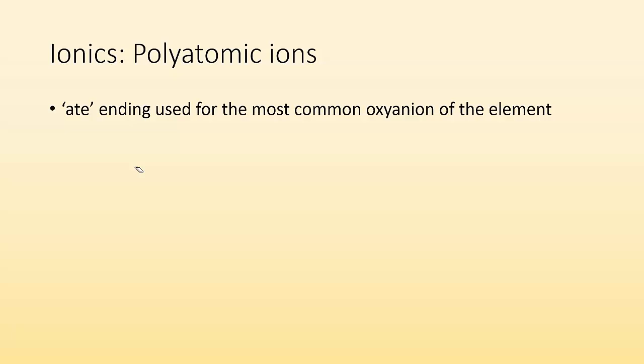The "ate" ending is used for the most common oxyanion. So what the heck's an oxyanion? Well, the "oxy" is telling you that it's oxygen, and the "anion" is telling you that it has a negative charge. So if we take a look, chlorate would be ClO3-. Note how there's the oxygen there. So that's an oxyanion: a negatively charged thing that has oxygen in it. Chlorate would be the most common oxyanion.